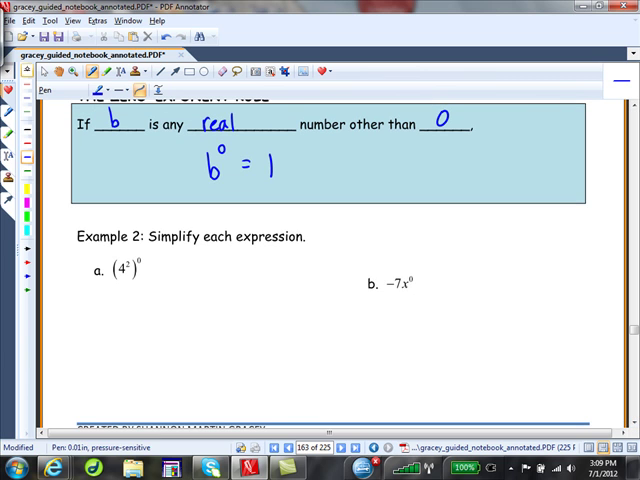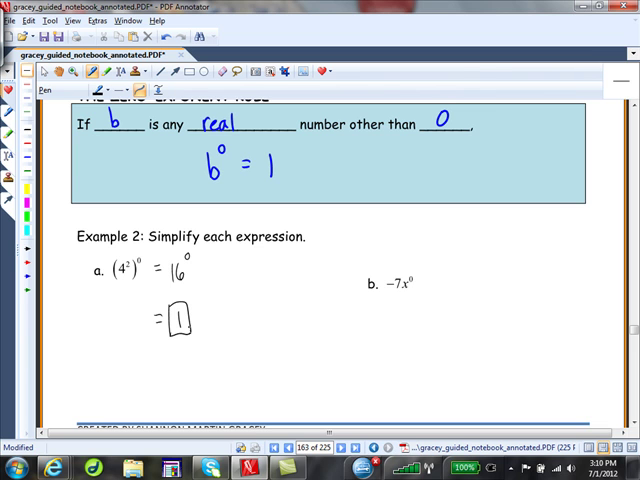Okay, well, there's a couple ways to go about it. You could recognize that this quantity is being raised to the 0, so you're just going to get 1. Or you could say, okay, 4 squared is 16. I'm raising that to the 0, and that's just going to be 1.